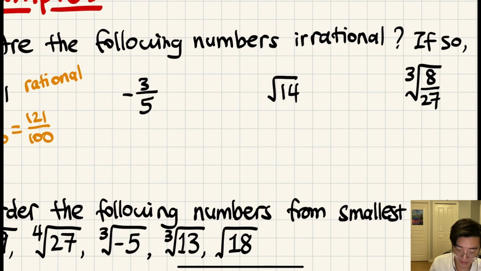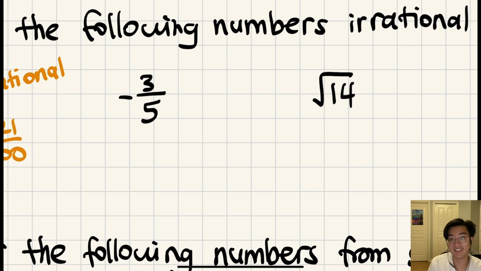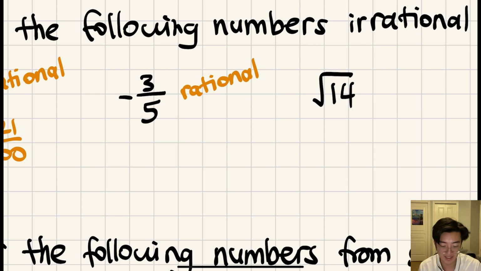Okay, -3 over 5. Very conveniently, it's already a fraction, which means it is, by definition, rational. Right? Even though there's a negative sign, right? Rational numbers don't really care if it's negative or not. As long as it can be put into a fraction, it is rational.